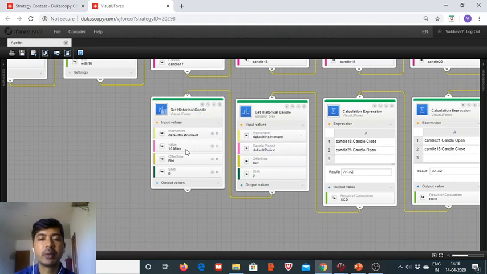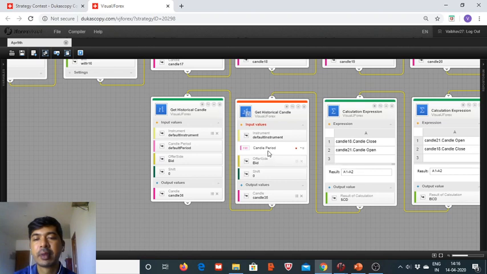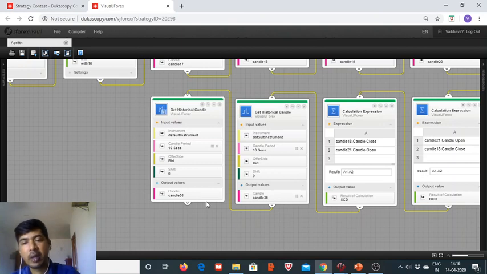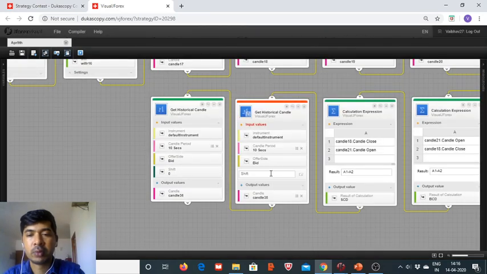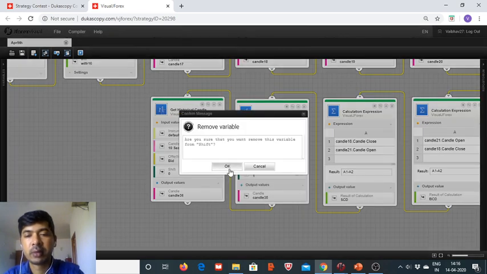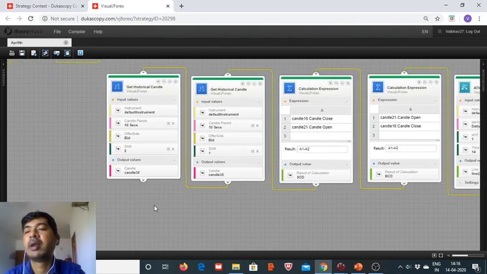We need default estimate, it's good. Here also, this should be 10 seconds. So we got 10 seconds, and comes here also 10 seconds. Okay, this should be shift 1, and then the shift 2, shift 1 and shift 2. So here we got these two candles defined.